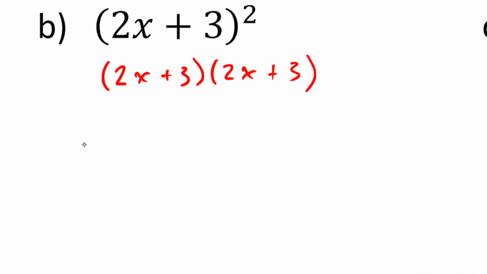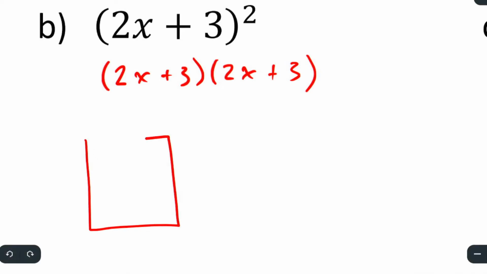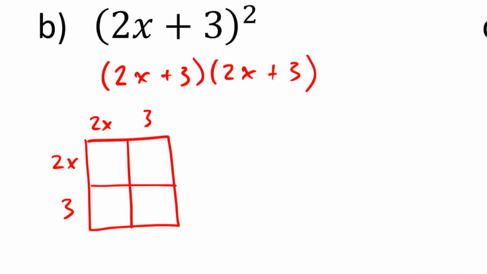If I take a look at our area model, we're looking at something along these lines. Across the top, I've got a 2x and I've got a 3, and then down on the side, I've got a 2x and I've got a 3. So they're identical, right? It is literally a square because I'm squaring these. I'm going to get a perfect square.